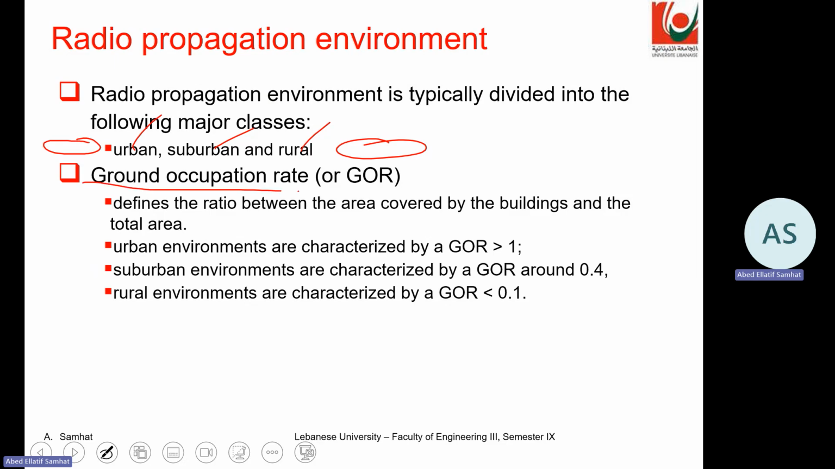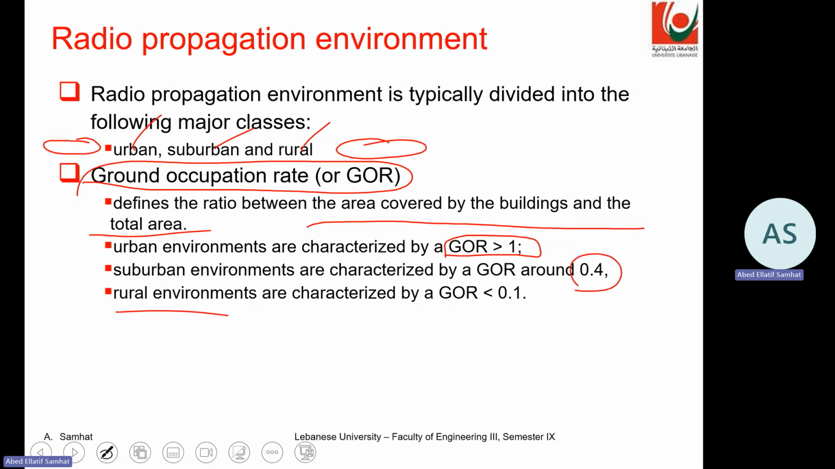And the parameter is the ground occupation rate, which lets us know the ratio between the area covered by buildings and the total area we are working with. Typically for urban, it's less than 1. For suburban, it's around 0.4. And for a rural environment, it's less than 0.1. And if we want to characterize urban dense, it could be, for example, much greater than 1. In some books and specifications, they call it urban dense.